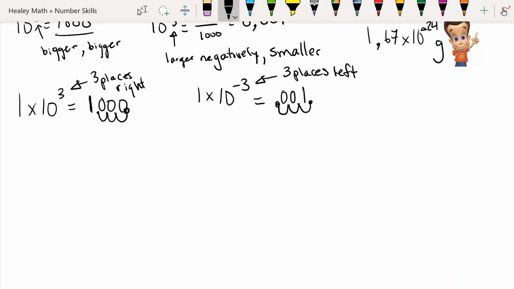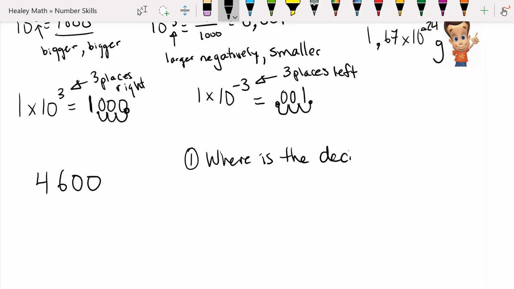If we see the number 4,600, our first step is to notice where our decimal is. Ask yourself, where is the decimal? If you read the number 4,600 and you don't hear the word decimal or point, then you note it's going to be at the end.